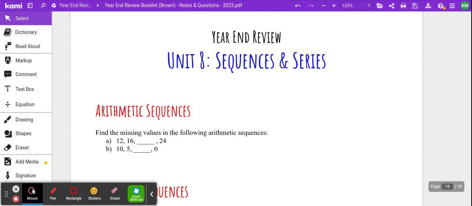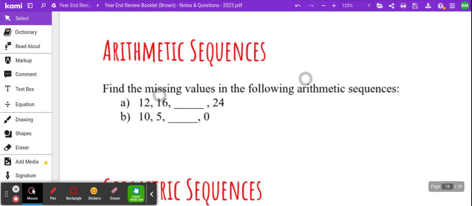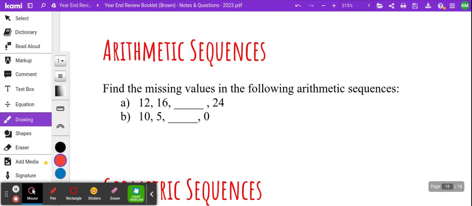All right, so the last unit we did was sequences and series. We lived in the land of geometric for most of it, but you should know the word arithmetic. Arithmetic means what am I doing to get to the next term? Adding. So if I have these being arithmetic, it goes 12, 16, mystery number, 24. What would my mystery number be? Would be 20. What if it was 10?